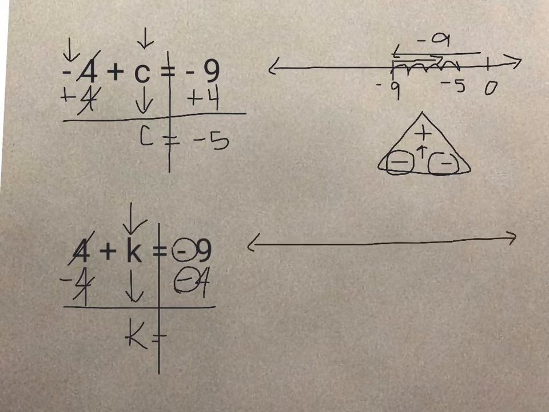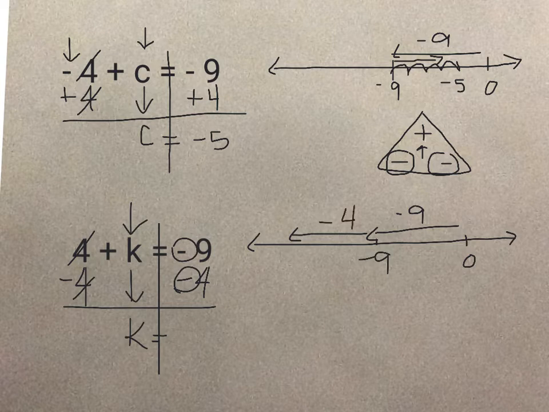If I had 0 and I'm going negative 9 in the left direction, so this is negative 9, and then I want to go negative 4, that means I have to go in the same direction, negative 4. So that's 1, 2, 3, 4. That puts us at negative 13. So when the signs are the same, you need to add. So this is negative 13. So k equals negative 13.